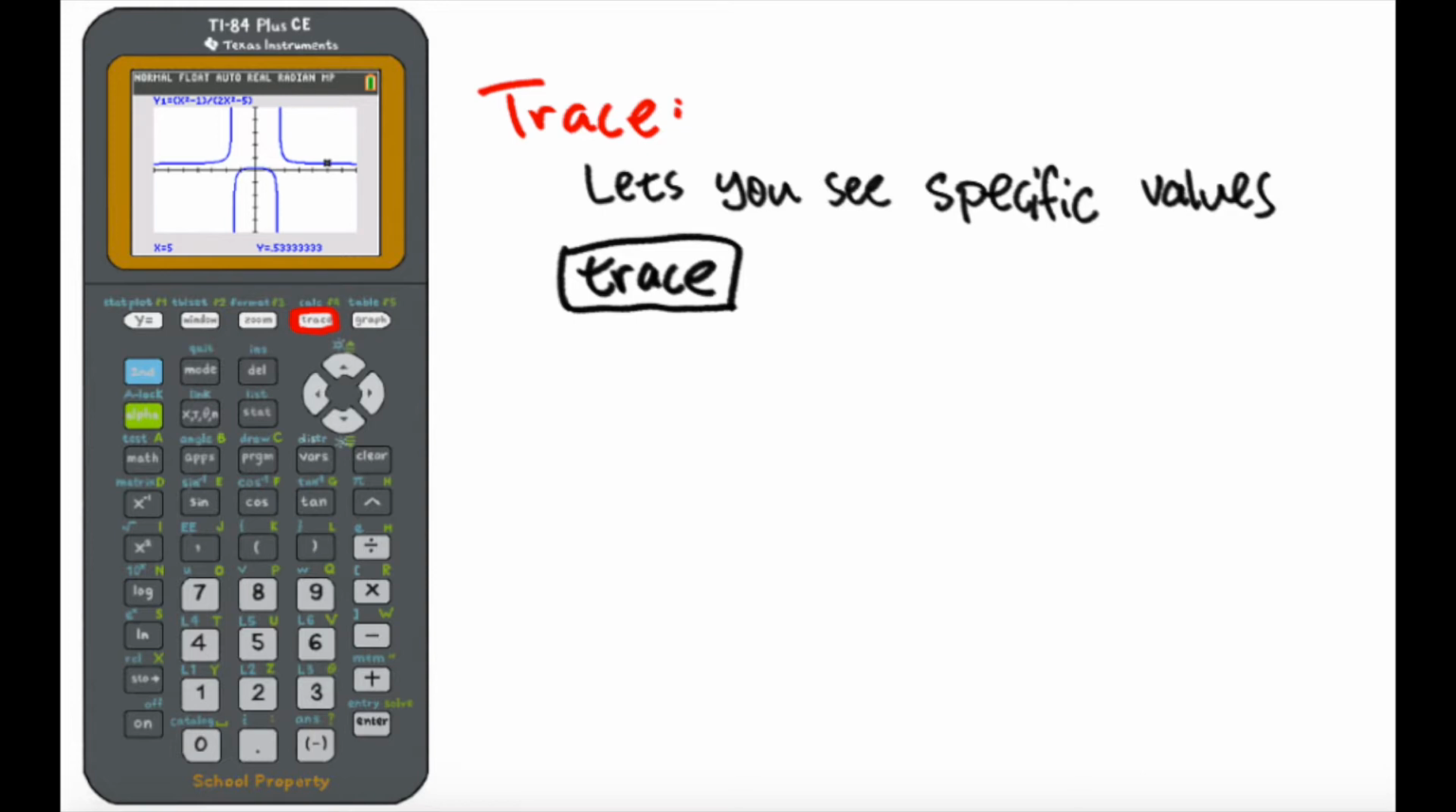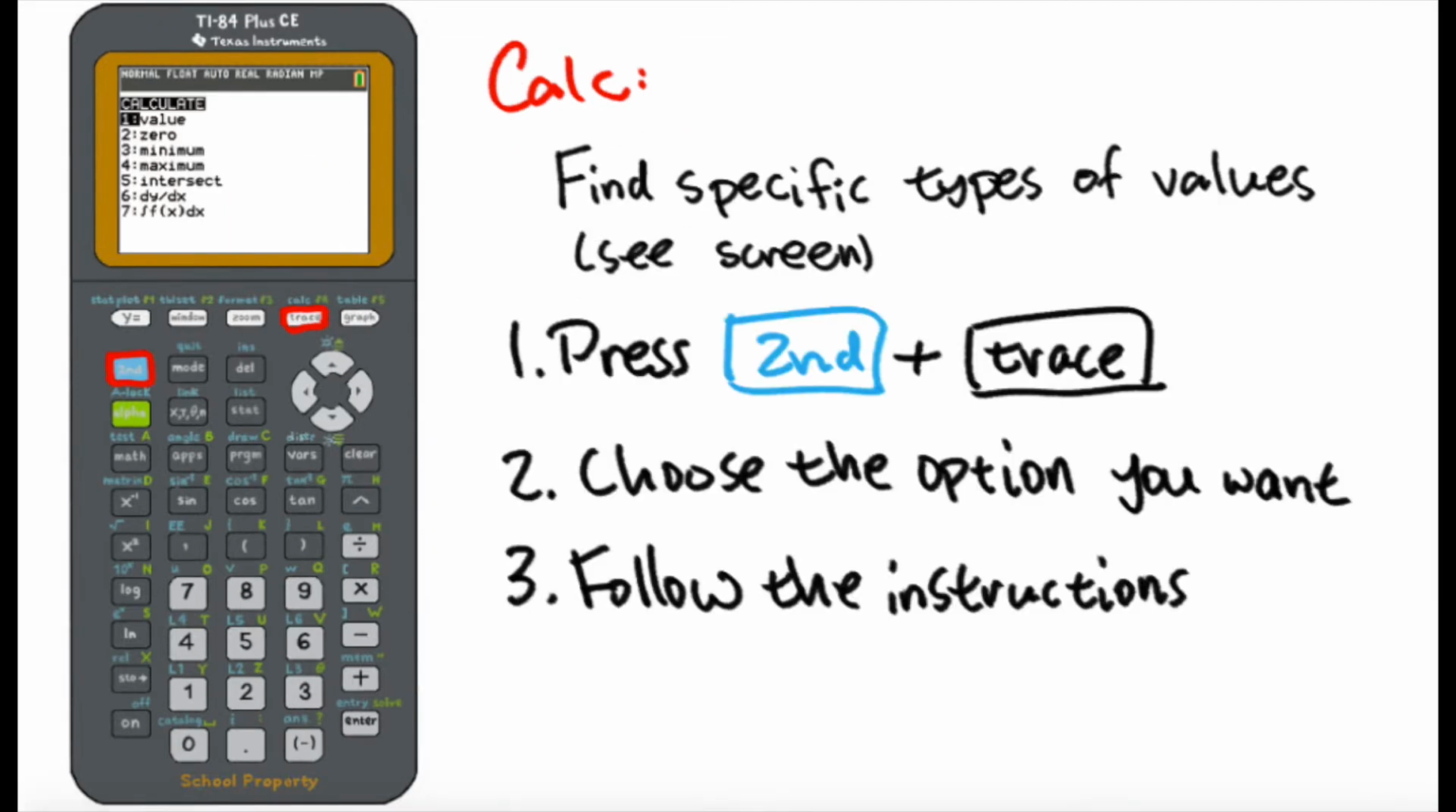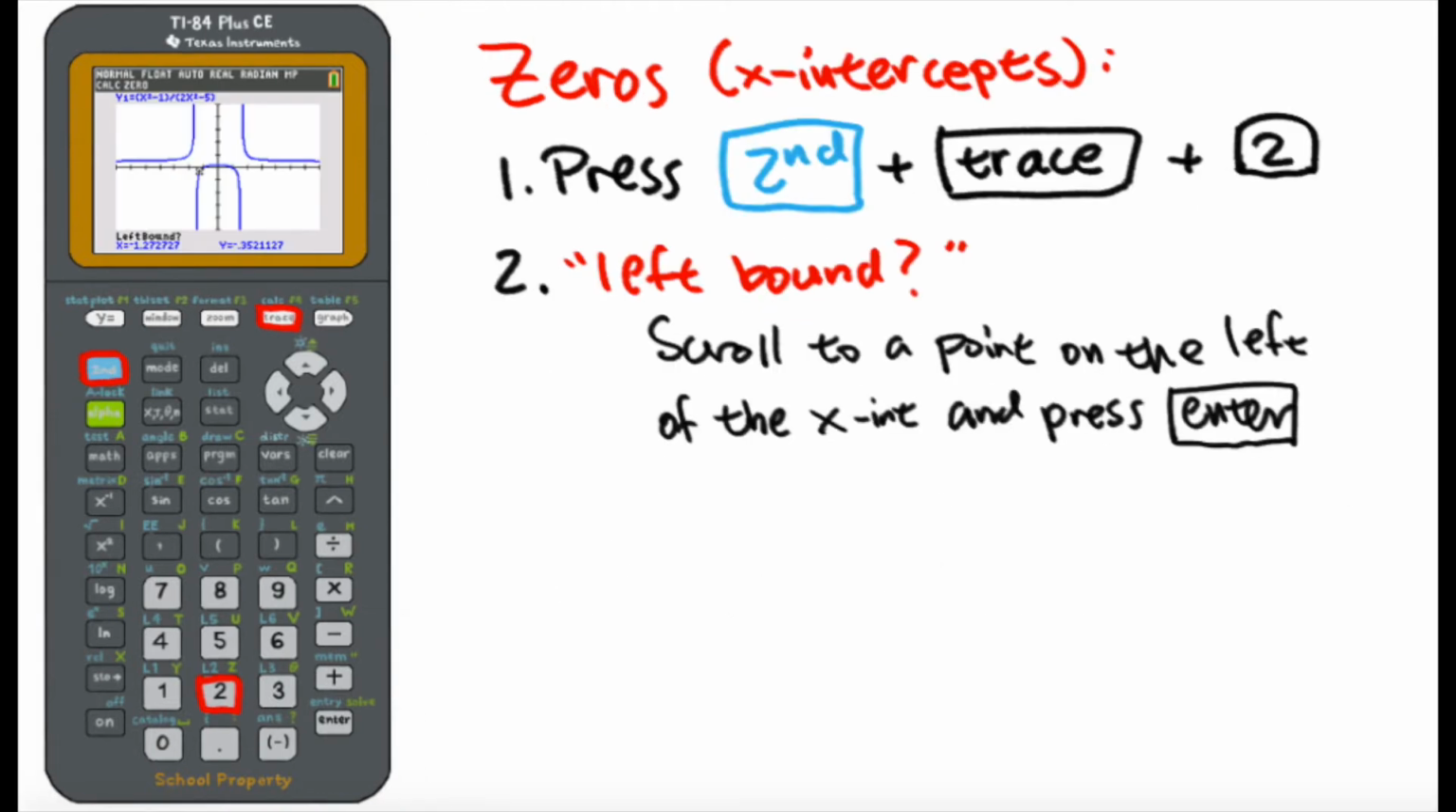Alright, so very last thing is certain types of information about the graph. So let's say that you wanted to find like the x-intercepts, the min, the max, and stuff like that. You can press second trace, and there's this list over here. So if you wanted to find an x-intercept, you can press 0. The term 0 in a graph refers to the x-intercepts. So we can use that to find the x-intercepts. Just press 0, and then it'll ask you left bound. This is because we have multiple x-intercepts.